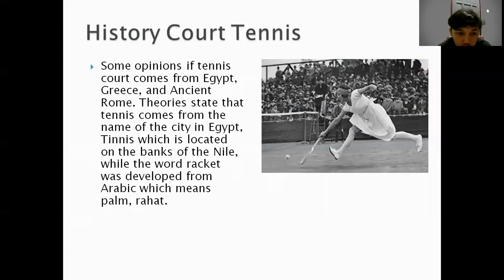History of court tennis. Some opinions say tennis comes from Egypt, Greece, and ancient Rome. Theories say that tennis comes from the name of a city in Egypt, Tennis, which is located on the banks of the Nile. The word racket was developed from Arabic, which means palm, rahat.